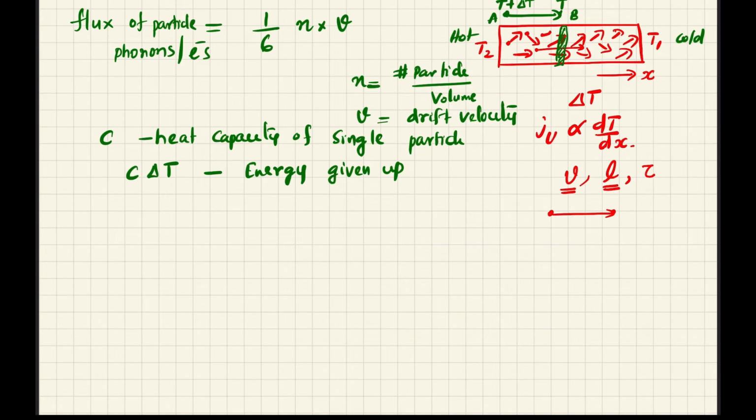Then you can write down this as J mu. So the energy of this many particles... wait, I will present this in another way which will be simpler for you. Okay, so now delta T, the temperature difference, you can write down in terms of the gradient as dT/dx into L. L is the mean free path.